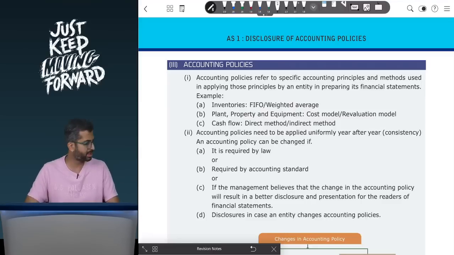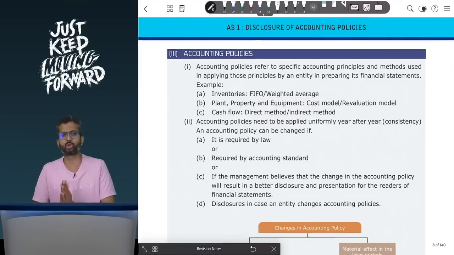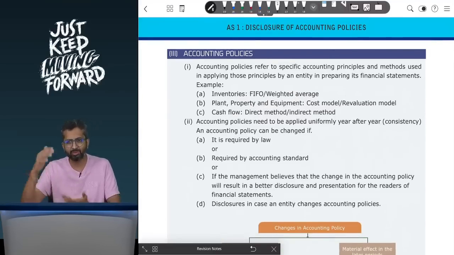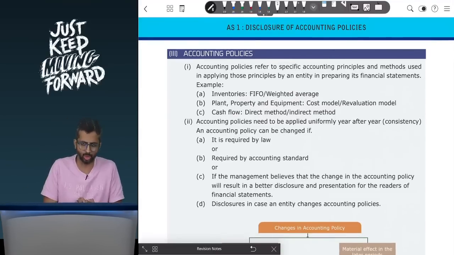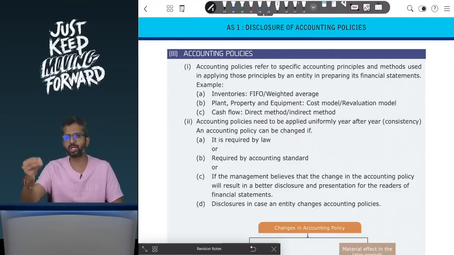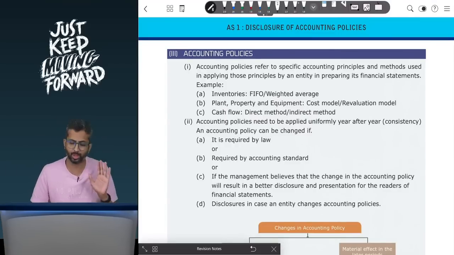Next, where do you show or disclose these accounting policies? These accounting policies will be disclosed in the notes to accounts, and they will be disclosed at a single place in the notes to accounts. Now, a question might arise that merely because we are disclosing, does that mean that we can follow any policy? Well, any permissible policy can be done.